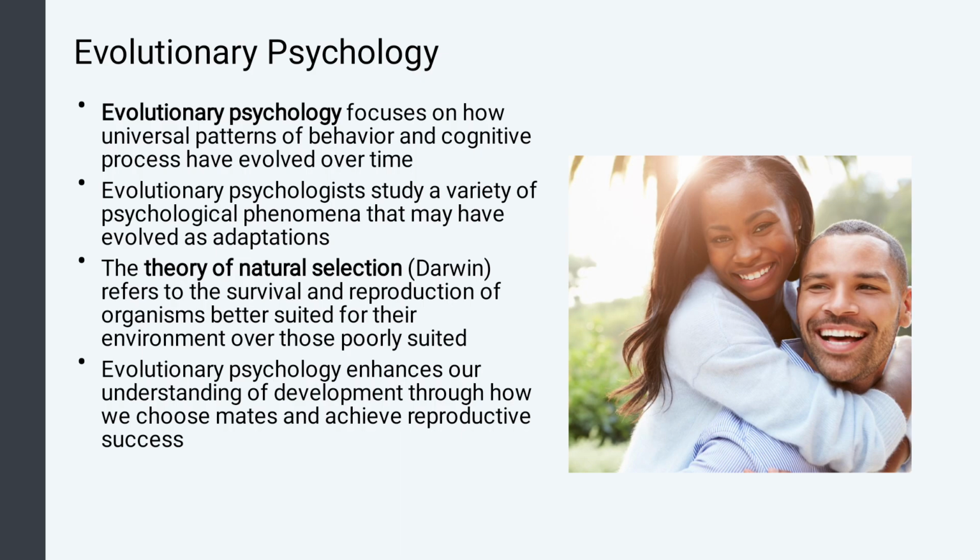Going into our discussion, we have here the term evolutionary psychology. When we say evolutionary psychology, it focuses on how universal patterns of behavior and cognitive processes have evolved over time. This is the belief that we, as psychology majors, hold, that there is a universal pattern of behavior and cognitive processes that is evolving over time.